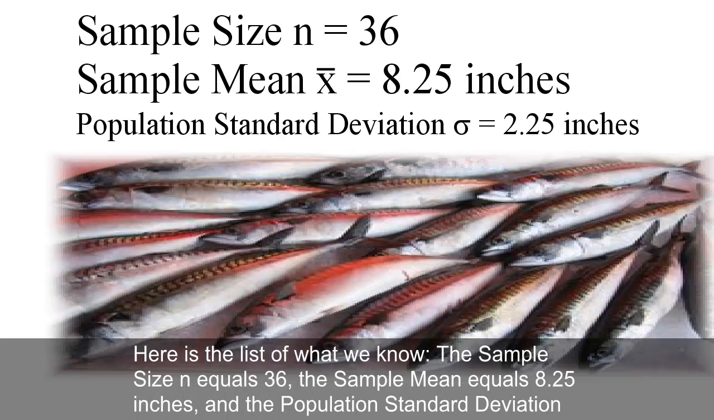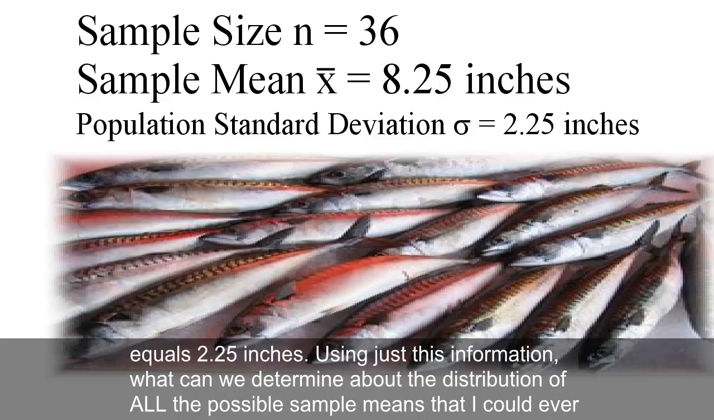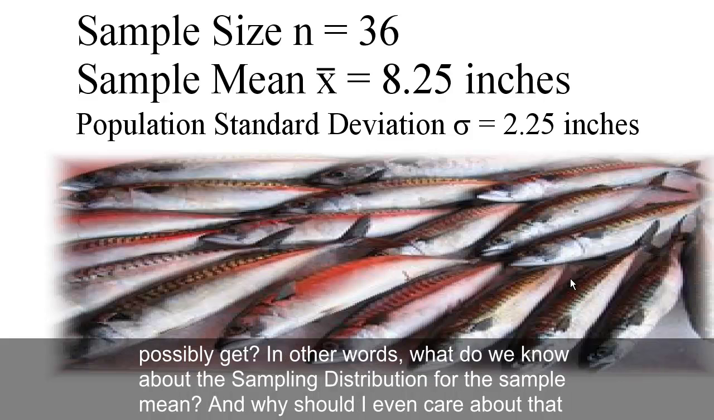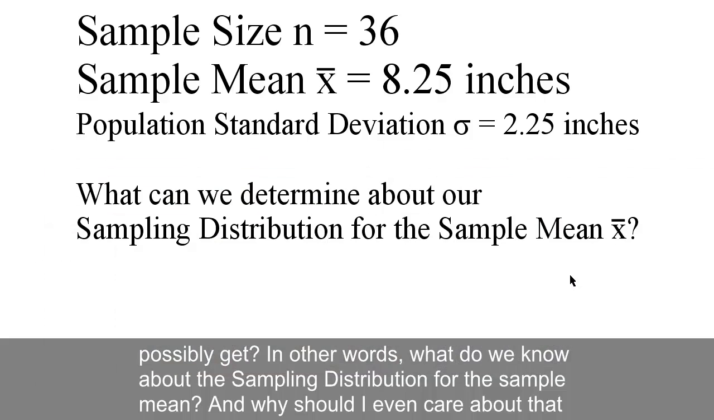Here's the list of what we know. The sample size n equals 36. The sample mean equals 8.25 inches. And the population standard deviation equals 2.25 inches. Using just this information, what can we determine about the distribution of all the possible sample means that I could ever possibly get? In other words, what do we know about the sampling distribution for the sample mean?